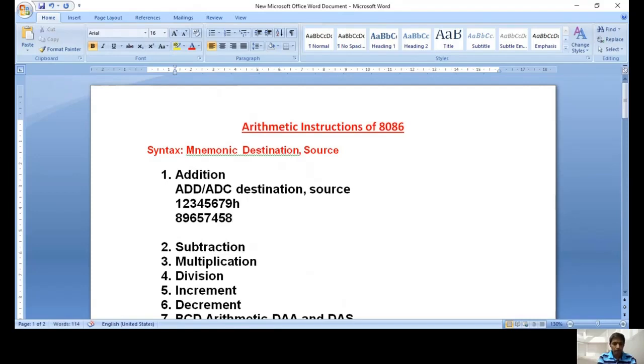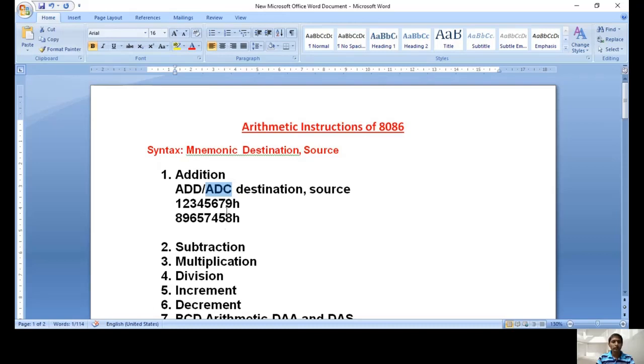In this particular example, one number has many bytes. See how many bytes are there? 7A acts as one byte, 56 acts as another byte, 34 acts as another byte, and 21 acts as another byte. Like that we have 1, 2, 3, 4 bytes in the first number. The second number also has 4 bytes. So in that particular case, if I write the ADD instruction, then when adding, we get a carry.